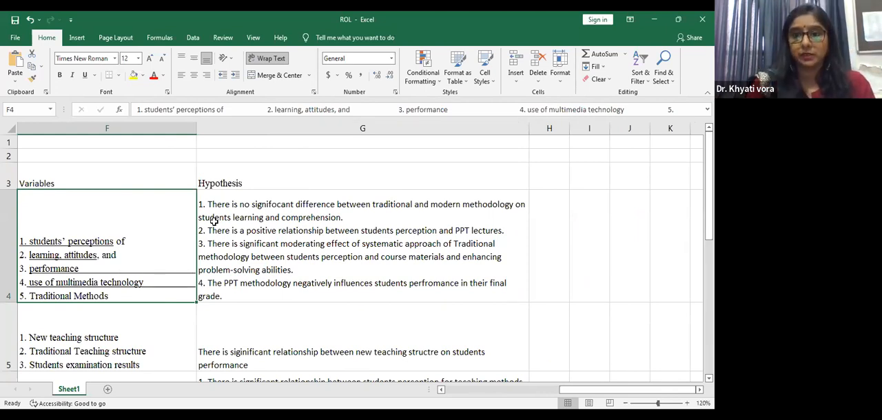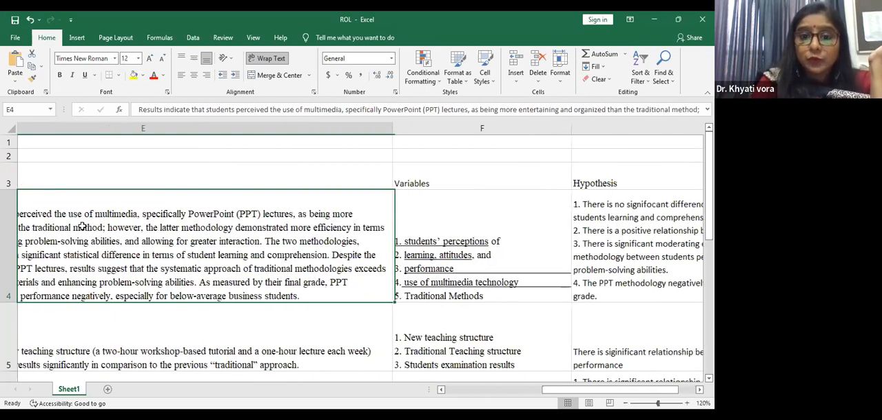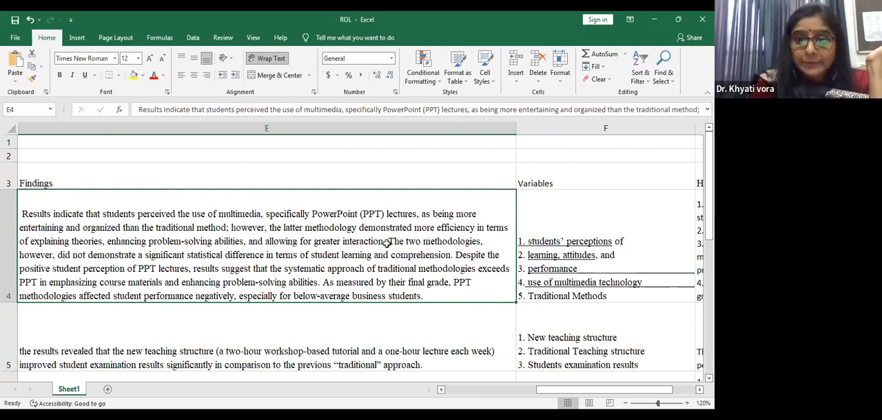So now let's understand, looking at the findings, I have drawn some of the hypotheses that this person is writing. There is no significant difference between traditional and modern methodology on students' learning and comprehension. See, ye mujhe ye sentence kahan se mila? What I have written, there is no significant difference between traditional, koi bhi methodology le lo, student learning capability or comprehension mein difference nahi hai. If you come to this sentence, yahan pe likha hai: two members, however, did not demonstrate a significant statistical difference in terms of student learning and comprehension. You got your one hypothesis from here.